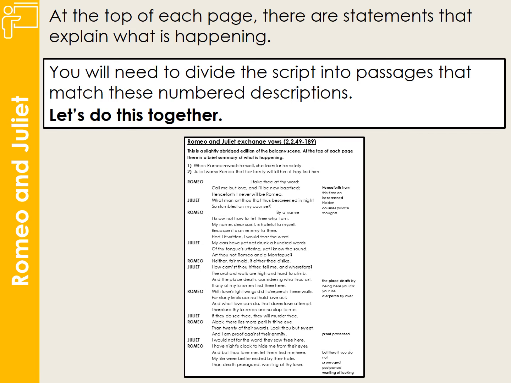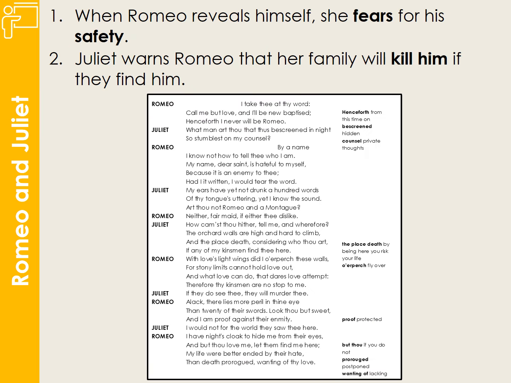So at the top of each page, there are statements that explain what's happening. You will need to divide the script into passages that match these numbered descriptions. So we're going to do this together. So the first thing that happens is when Romeo reveals himself, Juliet fears for his safety. So that's the number one first chunk of the text.